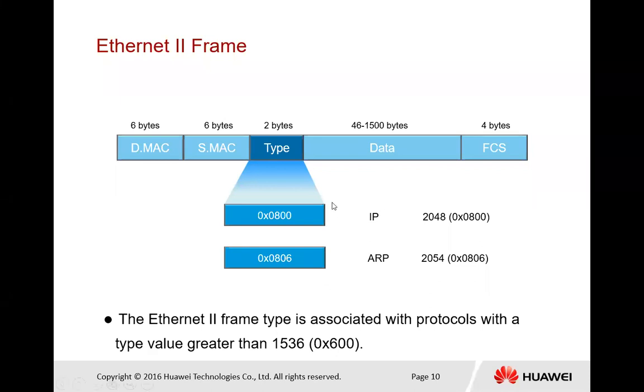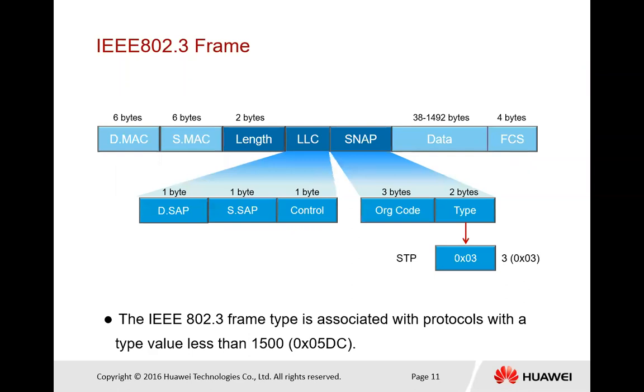The next frame we have is the IEEE 802.3 frame. In this frame format, we have a 6 byte destination MAC address, a 6 byte source MAC address, and 2 bytes for the length part. I am going to explain this length field, which indicates the length of the frame, that is, the size of the data field and header field.